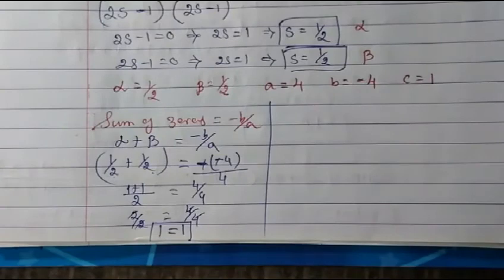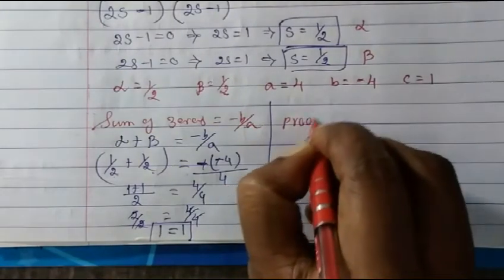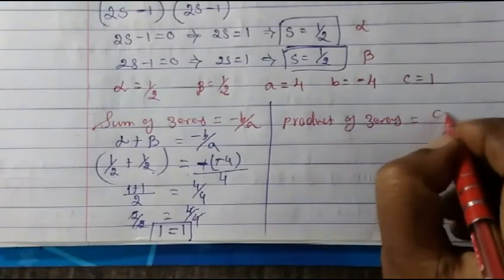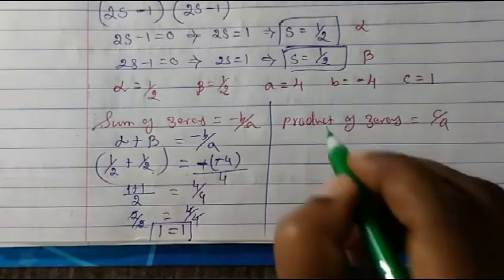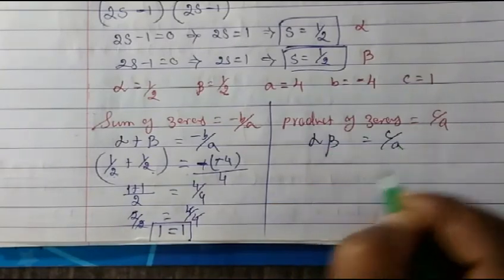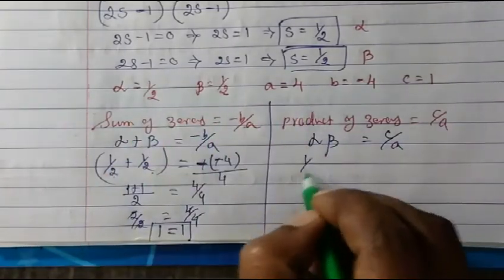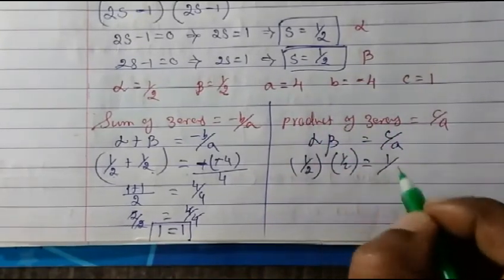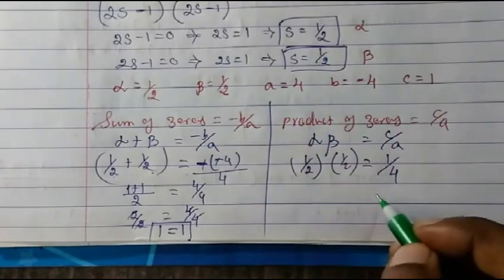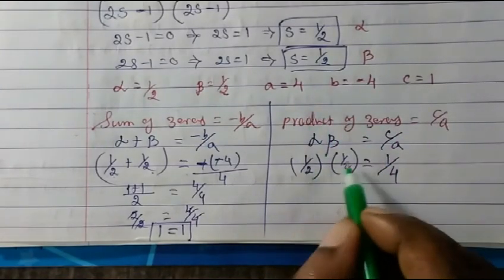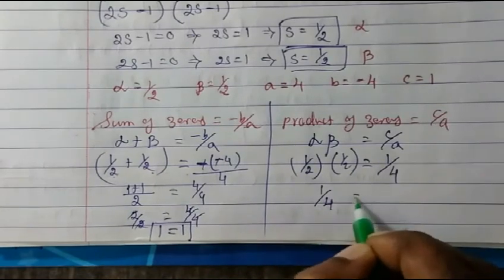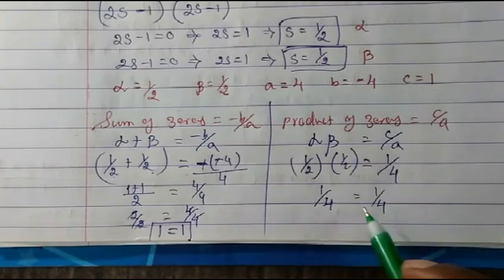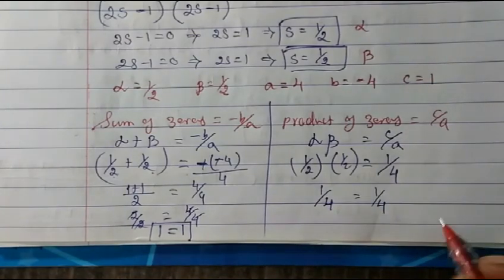Then here, product of the zeros. Product of zeros equal to c upon a. So that is alpha beta equal to c upon a. Alpha is 1 upon 2, beta is 1 upon 2. c is what? c is 1, a is 4. So 1 upon 2 into 1 upon 2, when we multiply, we'll get 1 upon 4. 2 twos are 4, 1 into 1 is 1. So then 1 upon 4. So both sides we have verified.